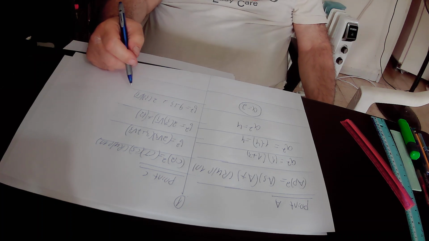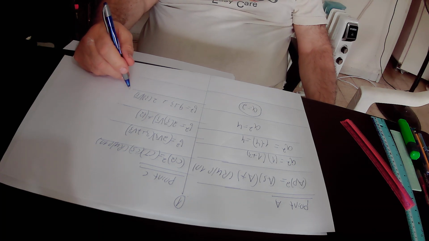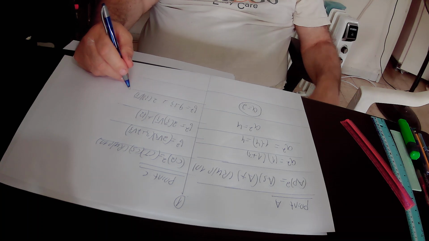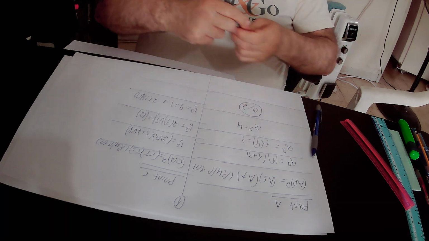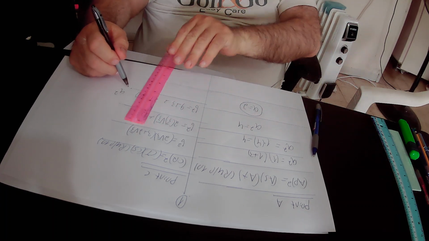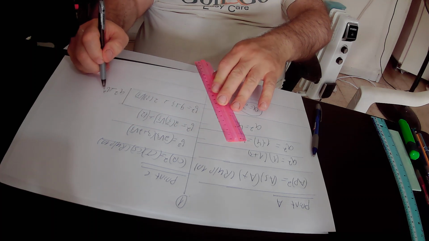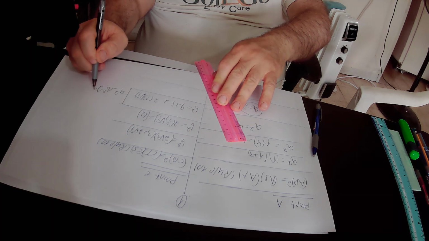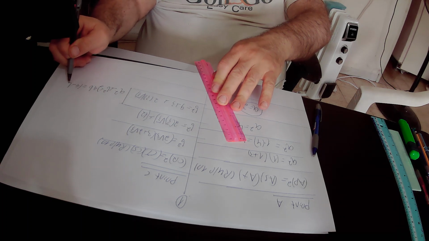This expression is very similar to the algebraic identity that A squared plus B squared plus 2 times A times B equals A plus B squared.